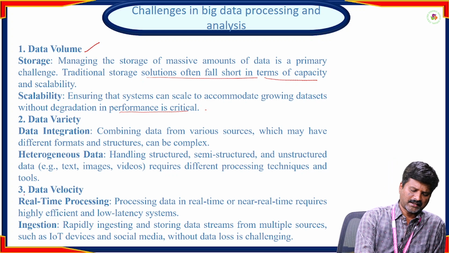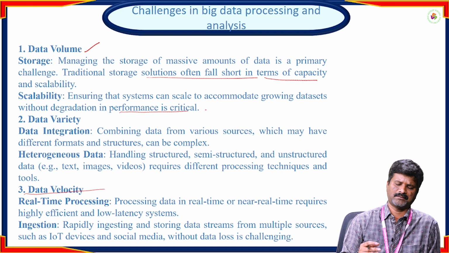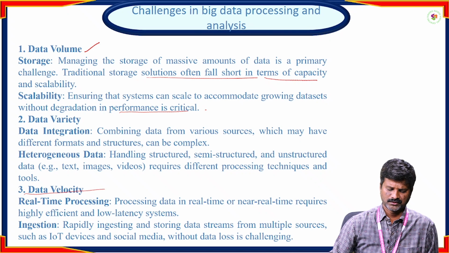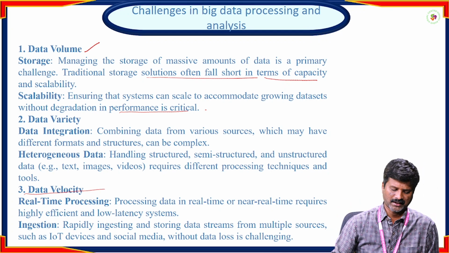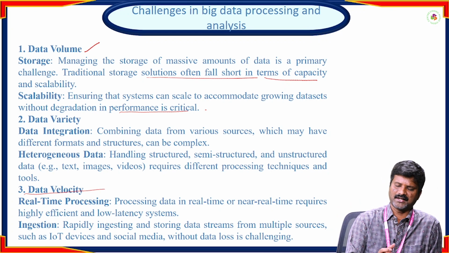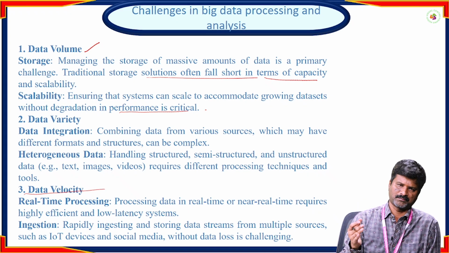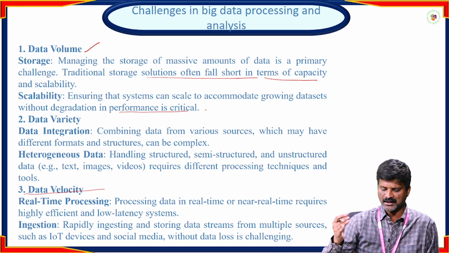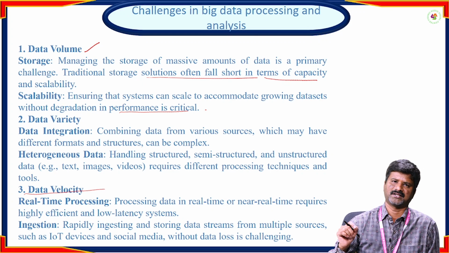And the third one is data velocity, meaning the data is arriving at high speed, like real time or near real time data. To process it, you require highly efficient, low latency systems. That is very important. When you are ingesting streaming data, real time or near real time data from multiple sources such as IoT devices or social media, not losing even a single byte of data is challenging nowadays.